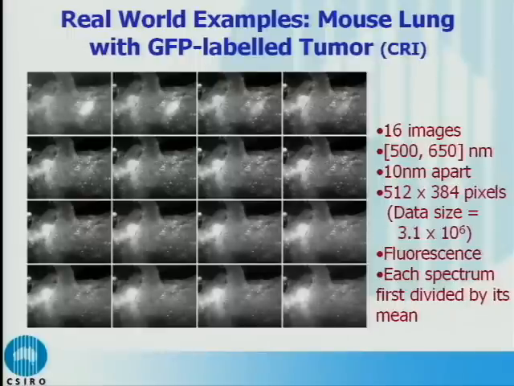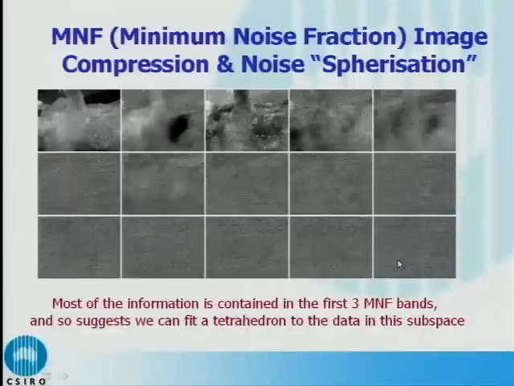Okay, just for example's sake, let me show you a simple example in biology. It's from a hyperspectral camera from a company in Boston called CRI. It's of a mouse lung with a tumour, which has been labelled with something called green fluorescent protein. The mouse was dead when this was done. This is one of the legs of the mouse. It's between 500 and 650 nanometers, so it's in the green and the red part of the spectrum. It's got almost 200,000 pixels. It's fluorescence rather than reflectance, and I've normalised out the brightness by dividing each spectrum by its mean.